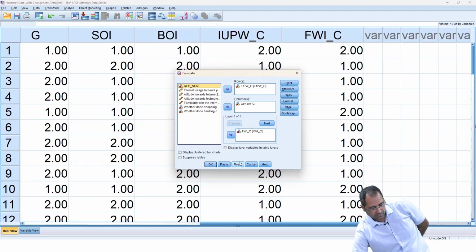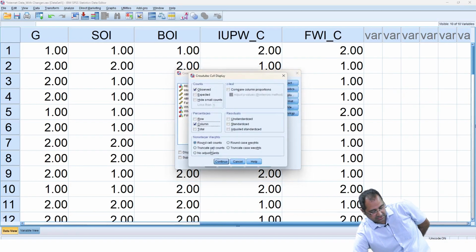So let's do this first, chi-square analysis. So we have rows. The 9th one we are doing, the 11th one: do a chi-square test between gender and internet users. Gender is row and column is IUPW column, cells this one.